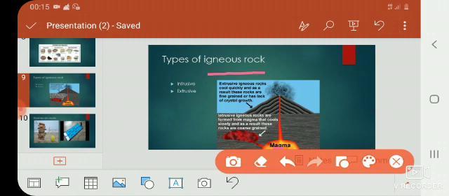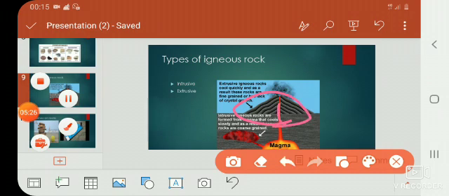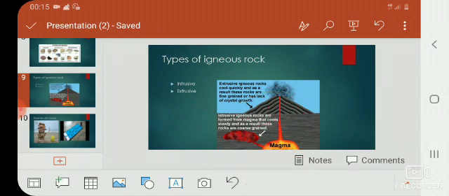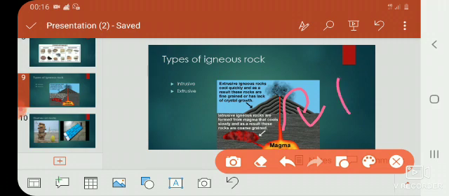So there are two types, that is intrusive rock and extrusive rock. What is this intrusive rock? Sometimes this particular magma will not come out to the crust. It will solidify inside the mountain itself. Therefore the rocks are formed inside, so it is called intrusive rock. Almost all the time, it comes outside. Therefore it is called extrusive rock.